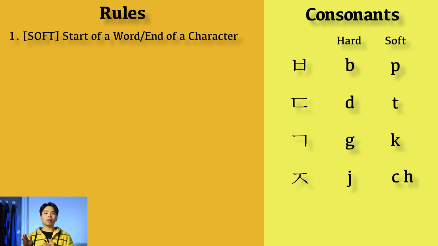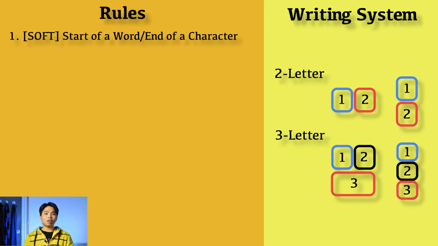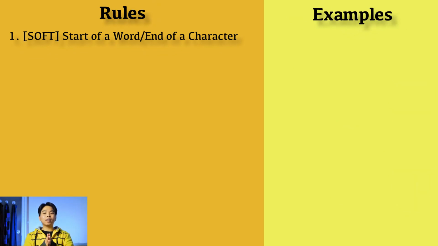So, sabi sa rule number 1, kung yung mga letters na to napunta sa start of a word and end of a character, ang gagamitin nating tunog ay yung mga soft sound. So, ano ba yung start at saka end? So, yung start is yung number 1 dun sa sequence natin kanina. Yung end naman is yung last letter dun sa composition mo. Kung 2 letter lang gamit mo, edi yung second letter, yun yung end mo. Kung 3 letters naman ang gamit mo, yung 1 yung start mo, yung 3 yung end mo. Okay? Clear ba yun?